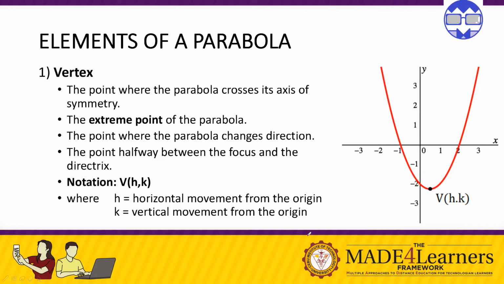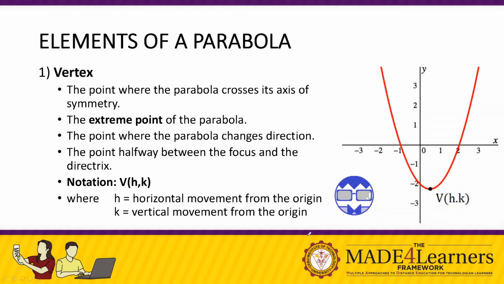The vertex is the point where the parabola crosses its axis of symmetry. Next, it's the extreme point of the parabola. We're going to discuss what an extreme point means. Next, it's the point where the parabola changes direction. Next, it's the point halfway between the focus and the directrix. And we have the notation V(h, k), where h is the horizontal movement from the origin, and k is the vertical movement from the origin.